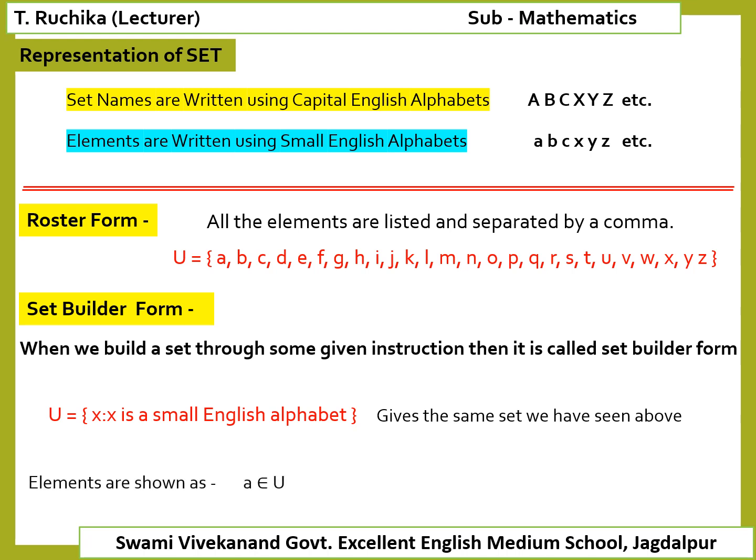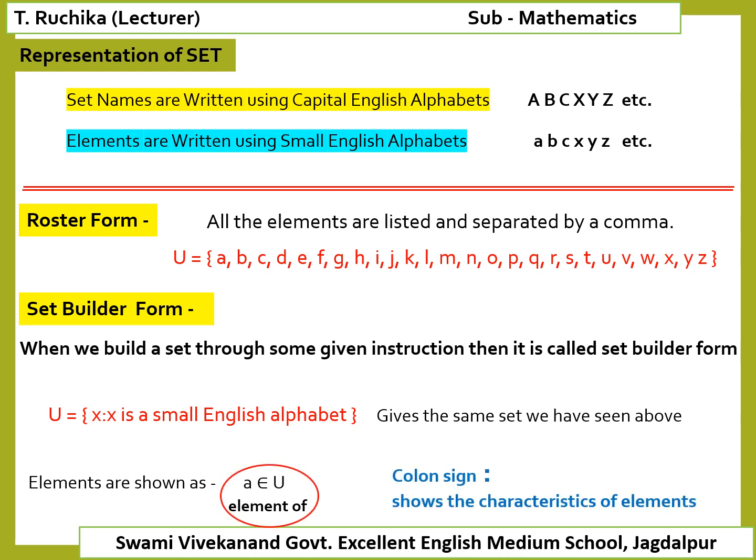And for representing the elements, we'll write a ∈ U. We use the symbol 'element of' here, and the colon sign in the set builder form shows the characteristics of elements.